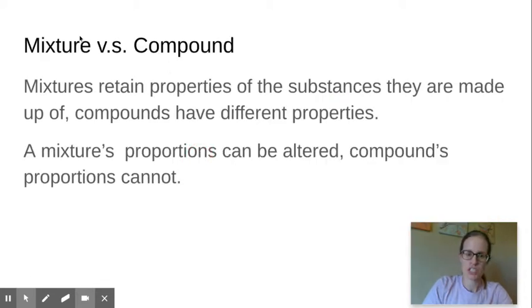So mixtures, let's go back and talk about mixtures versus compounds. A mixture can retain the properties of the substances that are mixed together. Like in your vegetable soup, you have the broth with its properties. You have vegetables with their properties. The properties don't mix together, right? They still have the properties of the components that make it up.